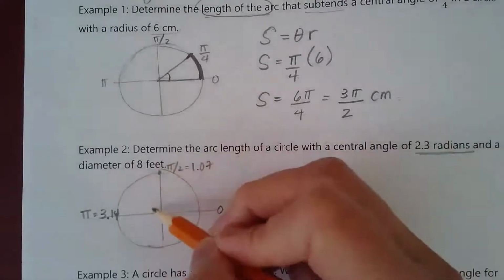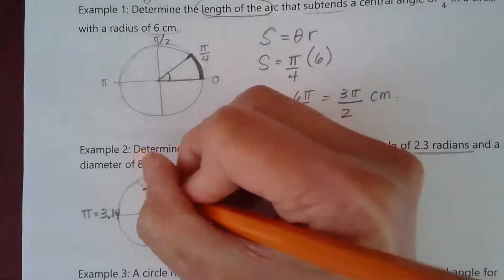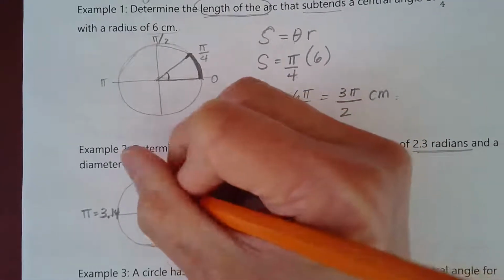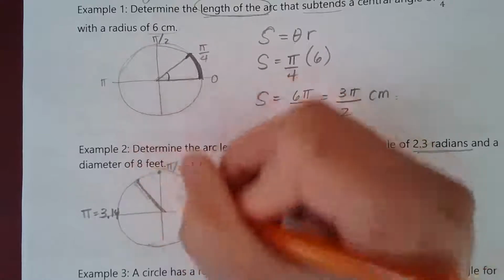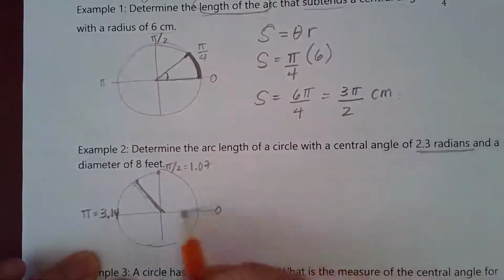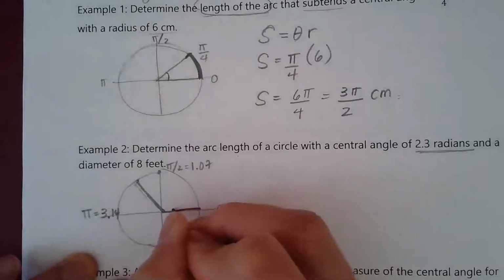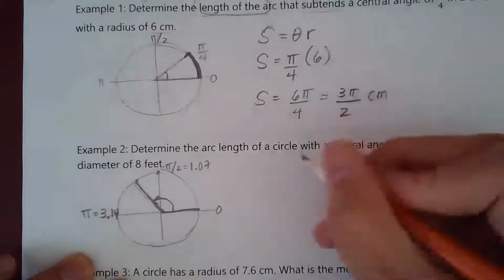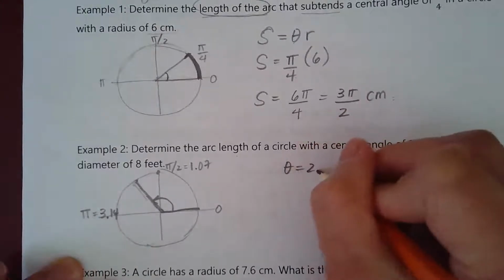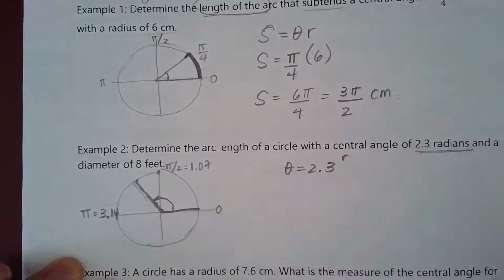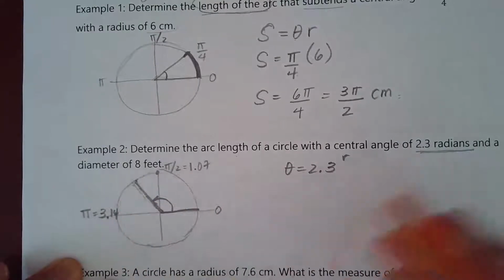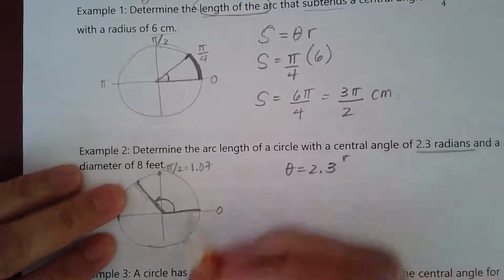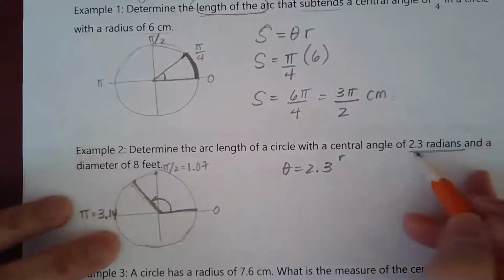So 2.3 would be somewhere in quadrant 2. Okay, so we're rotating 2.3 radians. So this is going to be 2.3 radians. So our theta is equal to 2.3 radians. It didn't ask us to really draw it out, but it's nice to have a visual of what that looks like. And then what else did they give us?